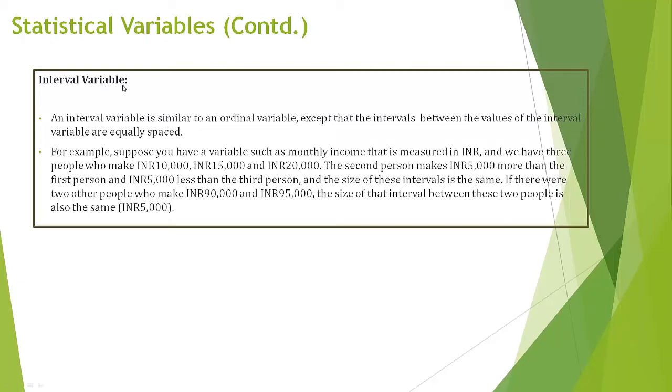Here we also have a special case called interval variables, where if you are expecting a quantitative variable to be in multiples of say 5,000, then you can term it as an interval variable. It's a special case of quantitative variable. If you are expecting the salaries of the employees in your organization to be in multiples of 5,000, such as one employee gets 10,000, the other gets 15,000, the other one gets 20,000, in intervals of 5,000. There is an interval between these things. So such special variables are called interval variables.